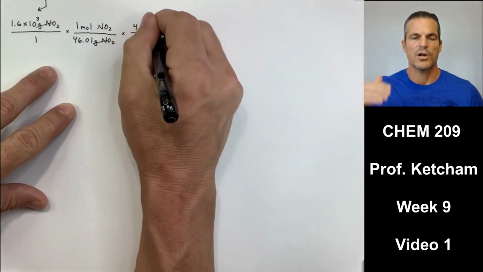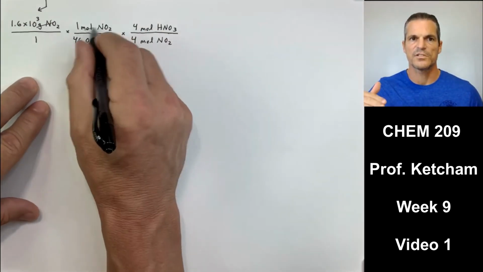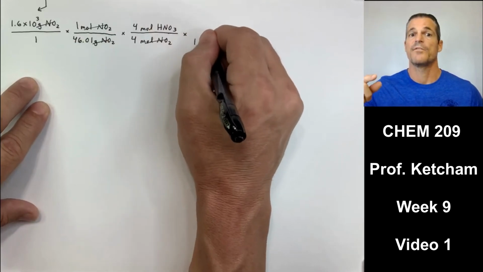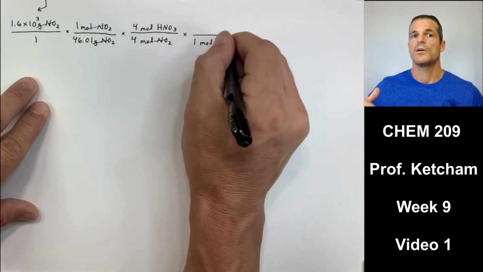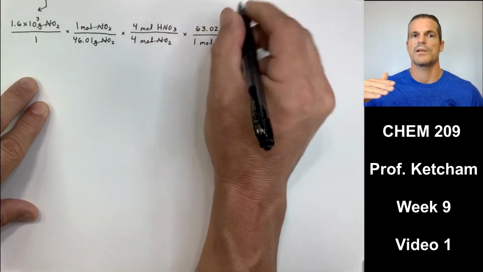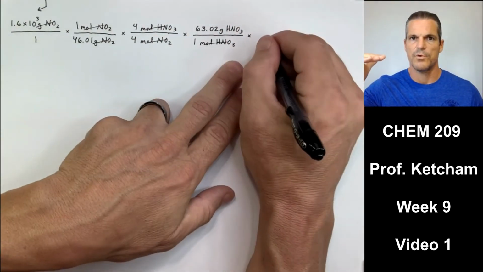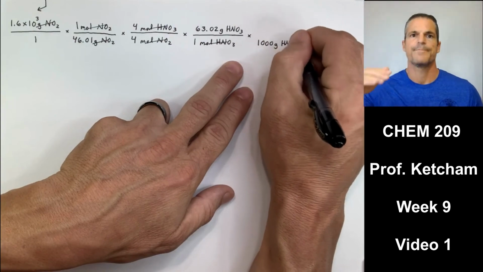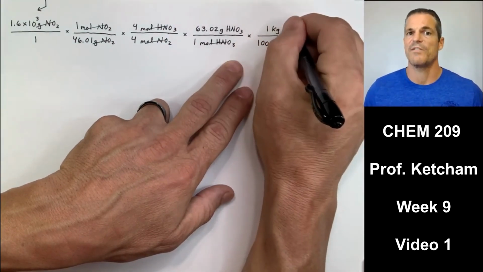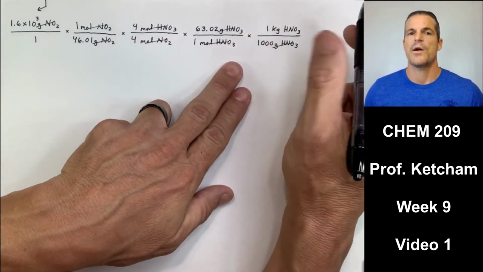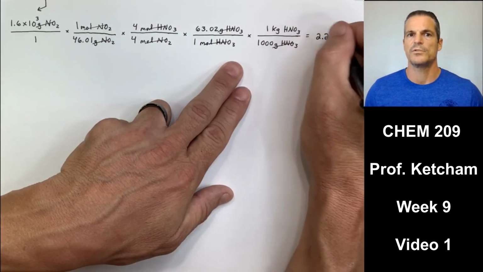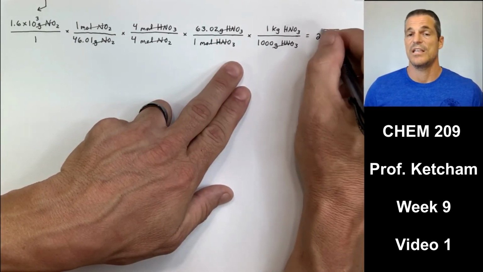So I started with grams of NO2. After the first step, I'm in moles of NO2. For every 4 moles of NO2, I can bunny hop to HNO3, because every 4 moles of NO2, 4 moles of HNO3. That gets me to the one I want. And then I multiply by the molar mass of HNO3. And if I were to stop after the 63.02 grams, my answer would be in grams.